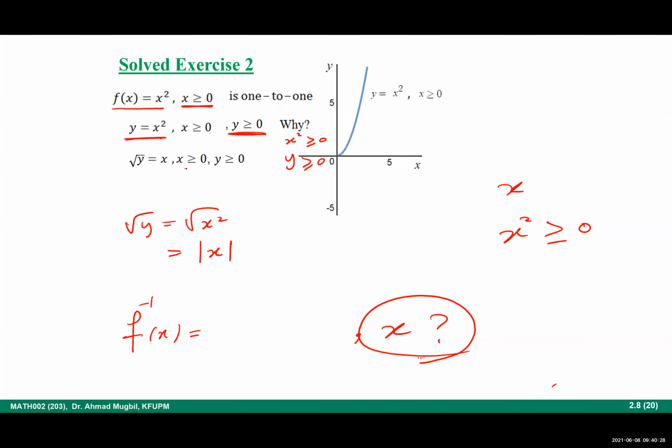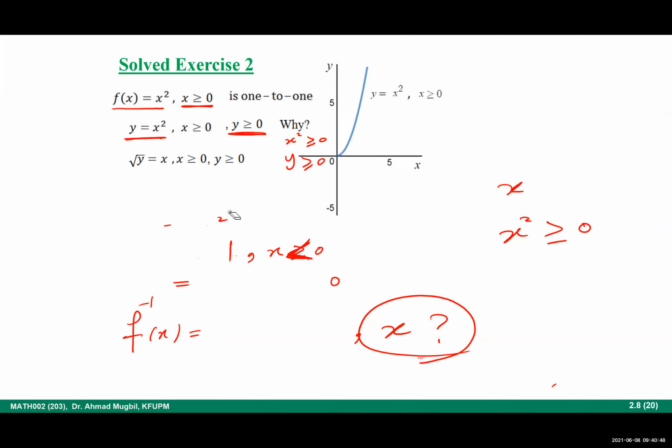Now here x is greater than or equal to 0, so no need for the absolute value, because when x is greater than or equal to 0, the absolute value of x will be x. So this is why here we have x. If it was x less than 0, what will we do here? We will do negative x. Okay.